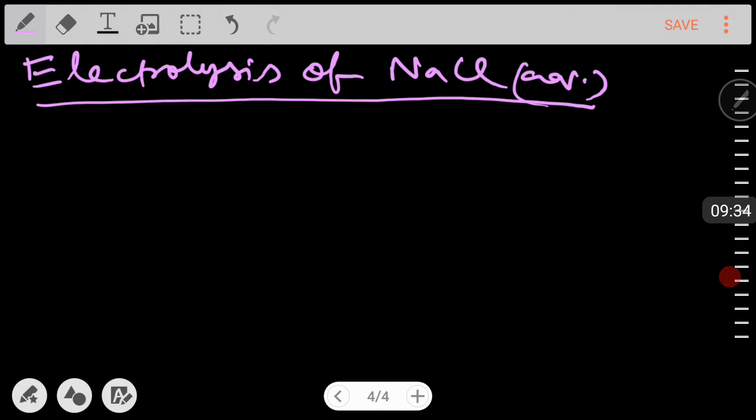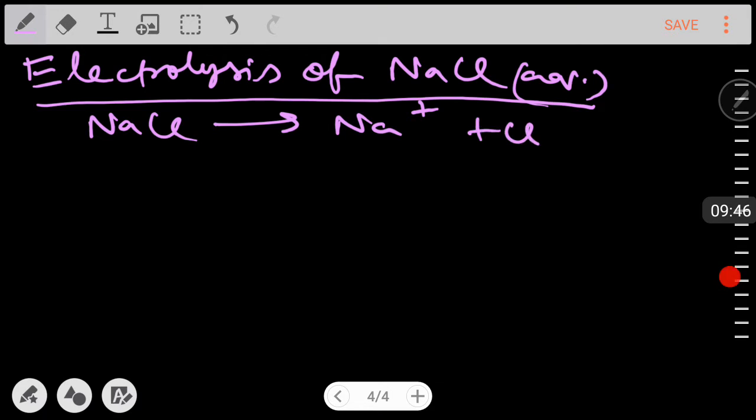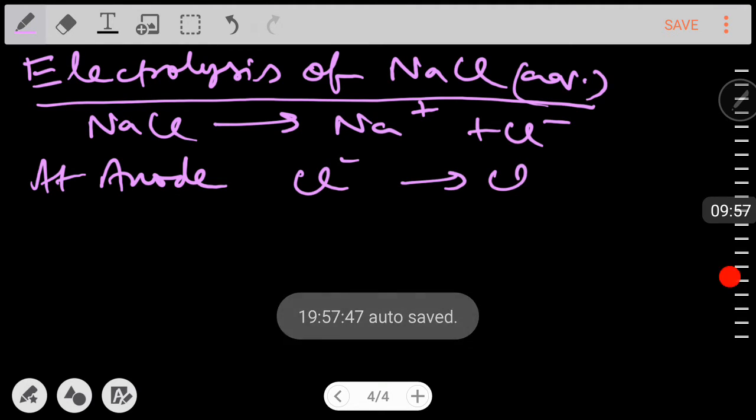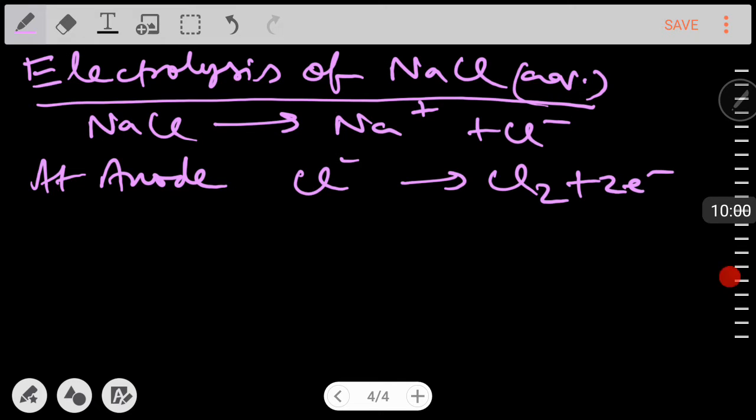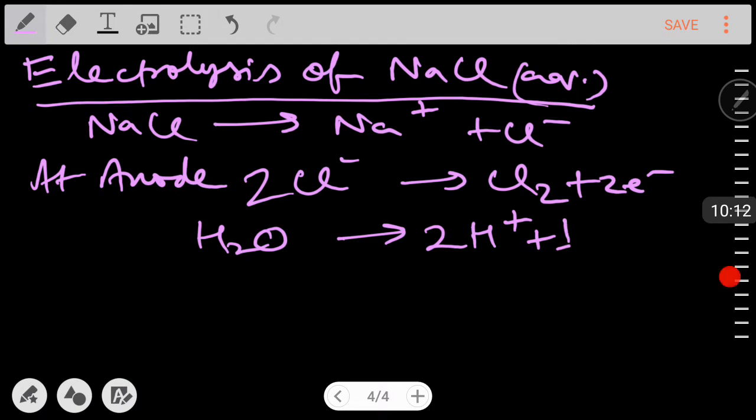Now take an example of the electrolysis of NaCl aqueous solution. When we electrolyze NaCl aqueous solution, first of all NaCl will dissociate to give Na plus and Cl minus ion. At the anode, Cl minus ion will go where it can be oxidized into Cl2 by losing 2 electrons. Simultaneously, water may also be oxidized into 2H plus, half O2 plus 2 electrons.